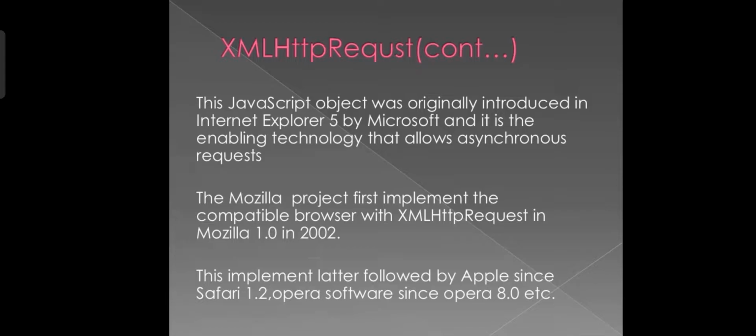The JavaScript object was originally introduced in Internet Explorer 5 by Microsoft, and it's the enabling technology that allows asynchronous requests. The Mozilla project first implemented a compatible browser version of XMLHttpRequest in Mozilla. This implementation was later followed by Apple since Safari 1.2, Opera Software since Opera 8.0, etc.